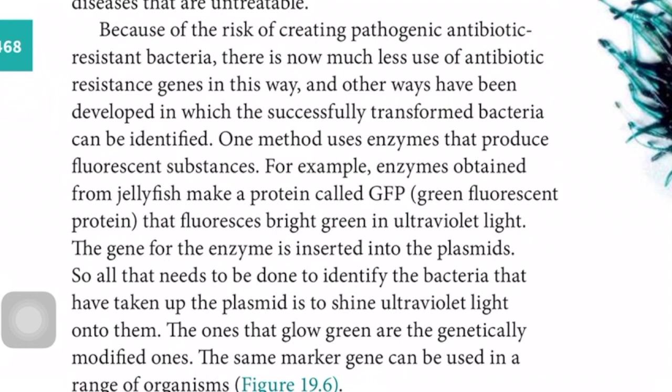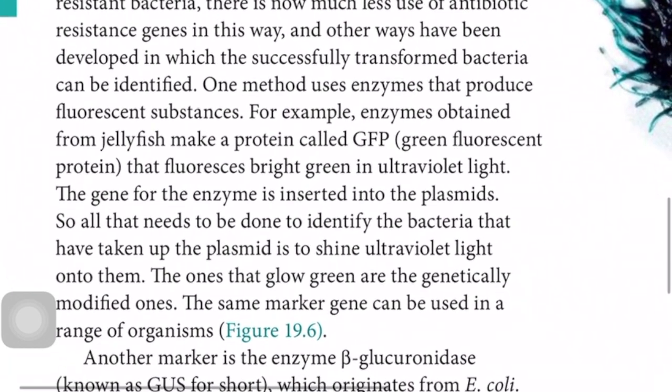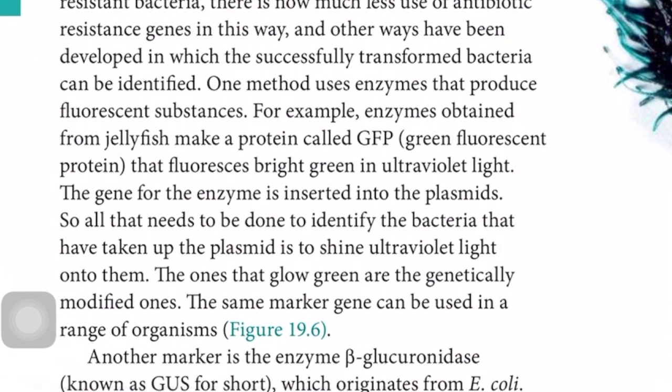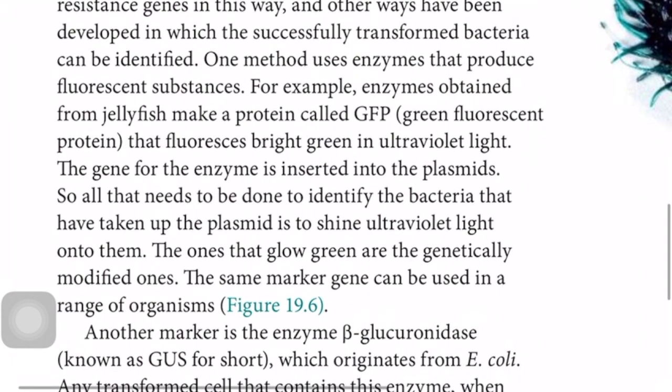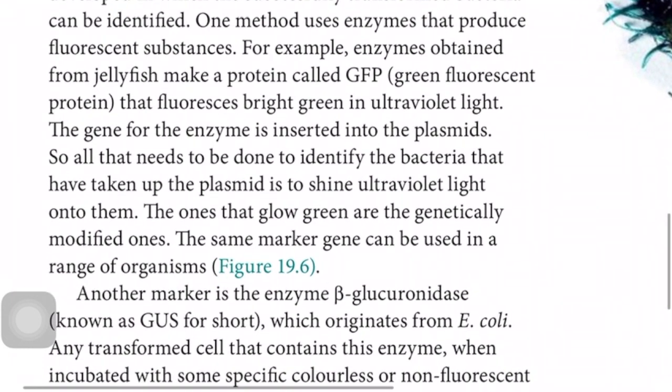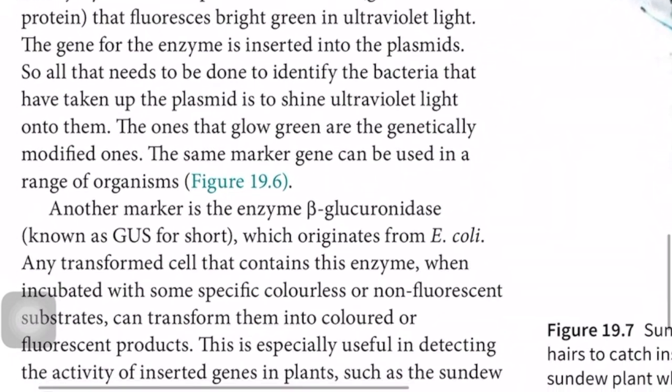Because of the risk of creating pathogenic antibiotic resistant bacteria, there is now less use of antibiotic resistance genes in this way, and other ways have been developed in which the successfully transformed bacteria can be identified. One method uses enzymes that produce a fluorescent substance. For example, enzymes obtained from jellyfish make a protein called GFP, green fluorescent protein, that fluoresces bright green in ultraviolet light. The gene for the enzyme is inserted into the plasmid.